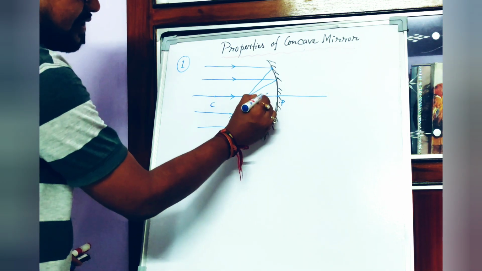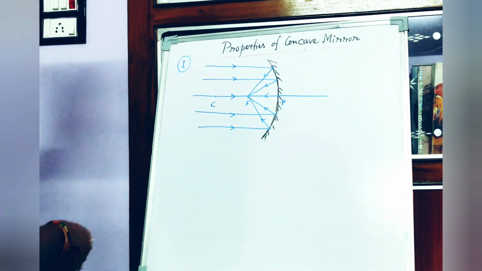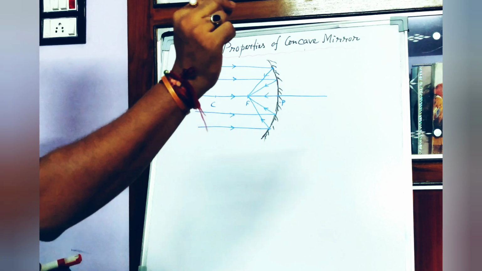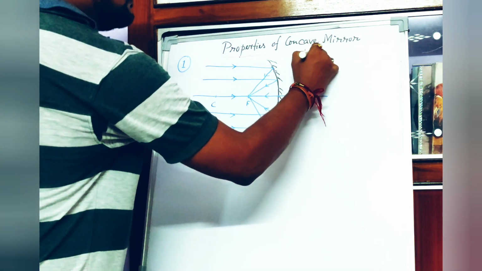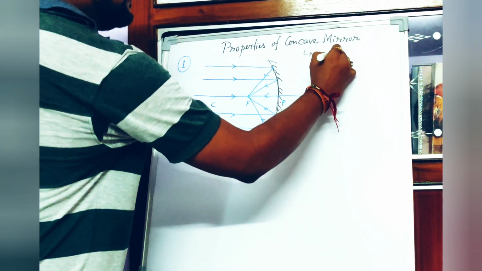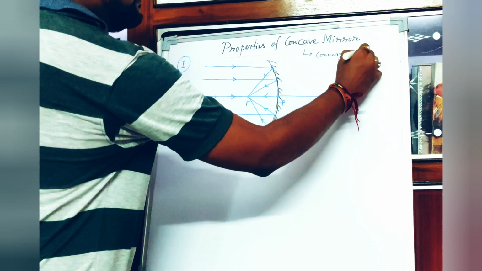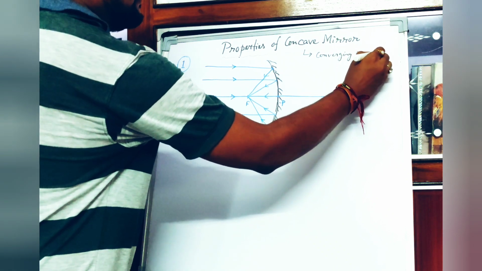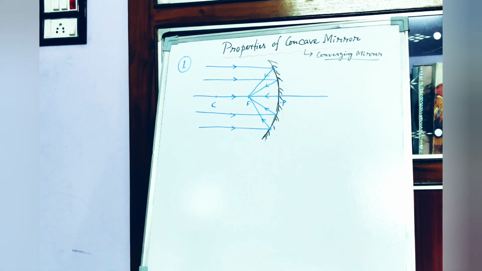This is the reflected ray. As you can see, all the parallel rays after reflection converge at a particular point called the focus. That's why the concave mirror is also known as a converging mirror. Okay, so a concave mirror is also called a converging mirror. The reason is that all the parallel rays after reflection converge at a point called the focus.